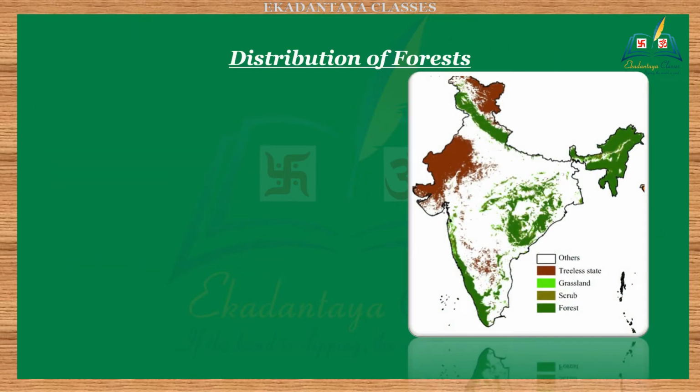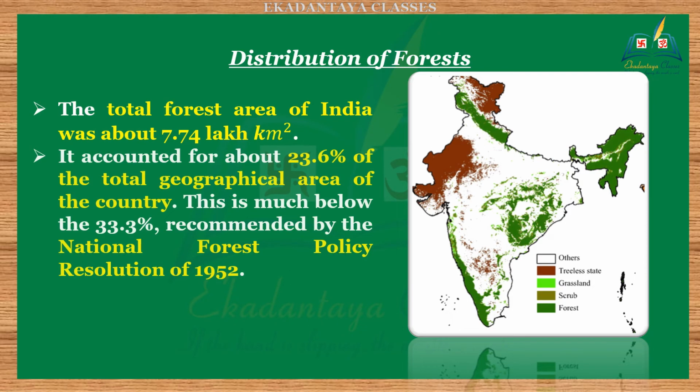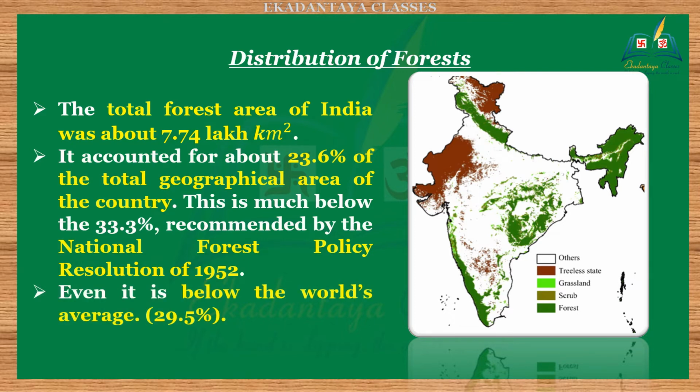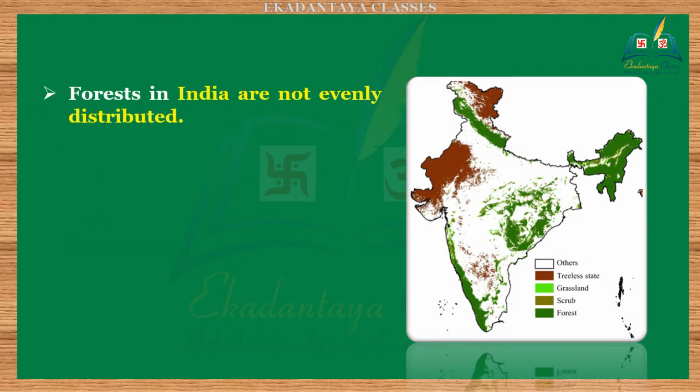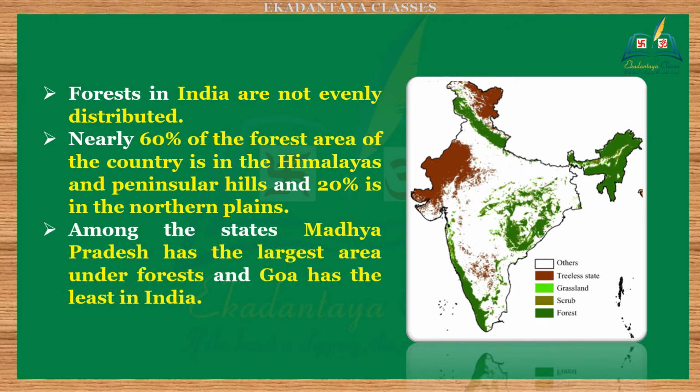Distribution of forests. The total forest area of India was about 7.74 lakh kilometers square. It accounted for about 23.6% of the total geographical area of the country. This is much below the 33.3% recommended by the National Forest Policy Resolution of 1952. Even it is below the world's average of 29.5%. Forests in India are not evenly distributed. Nearly 60% of the forest area of the country is in the Himalayas and Peninsular Hills and 20% is in the northern plains. Among the states, Madhya Pradesh has the largest area under forests and Goa has the least in India.